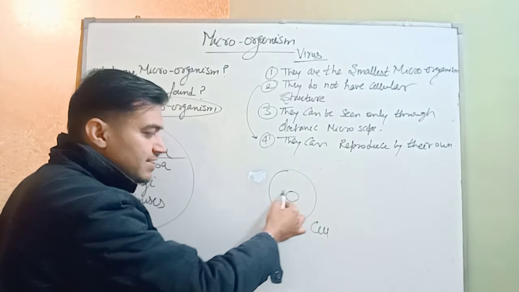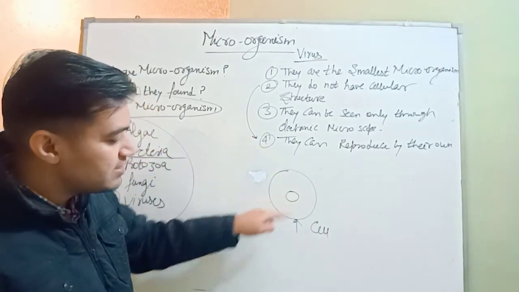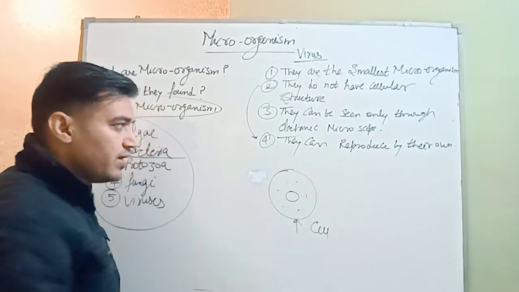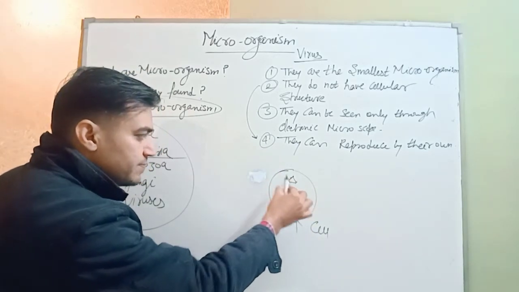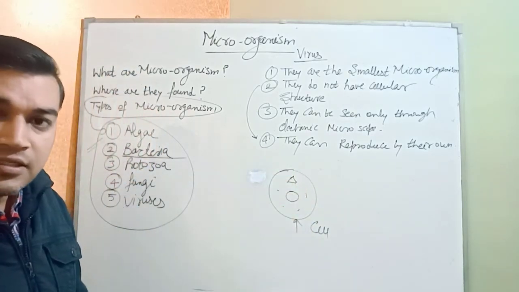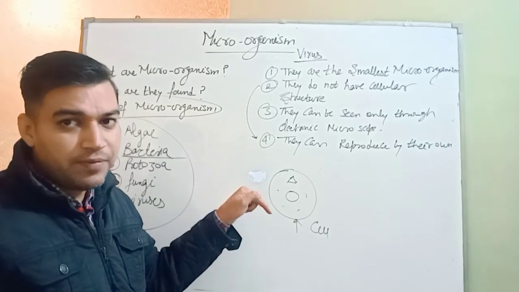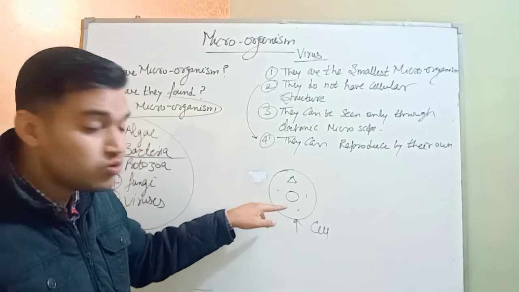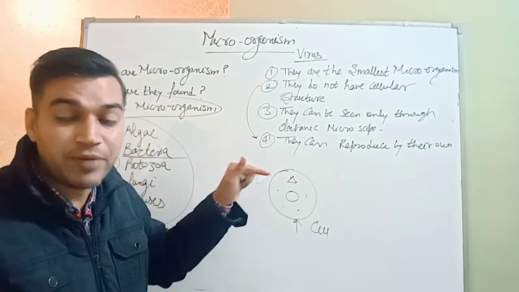Imagine this is a single cell of your body. This is the nucleus, this is the cytoplasm, and the outer part is the cell membrane. If the virus is present here, only then can it reproduce. If it is not inside the host cell, it cannot reproduce. It means it uses your cell for reproduction, for the spread of their family.